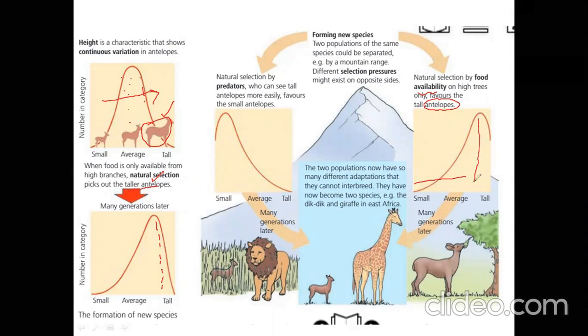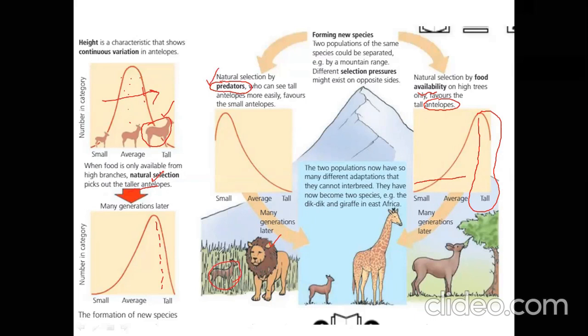While the tall ones, the tall population, increased. Right? On the other side of the mountain, the antelope is facing the problem of predators. This is natural selection by predator. You check it here, the lion. The lion can see a tall antelope more easily, so the small ones can hide from the predator easily.